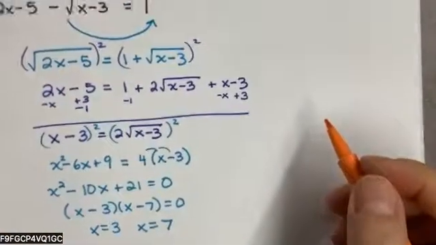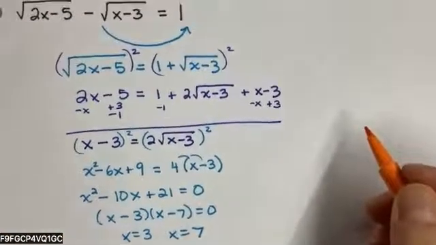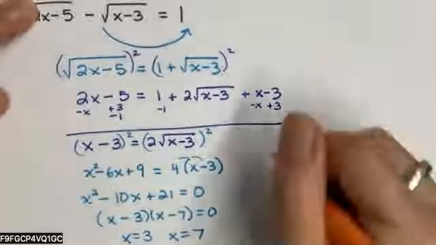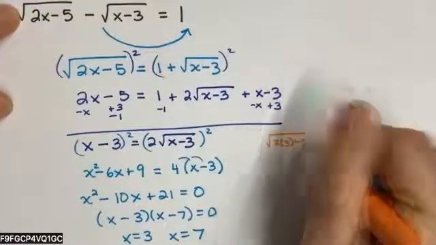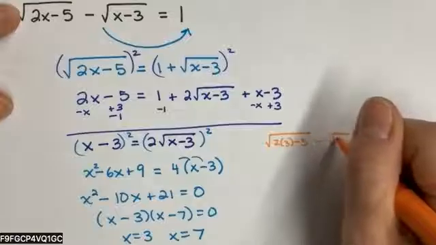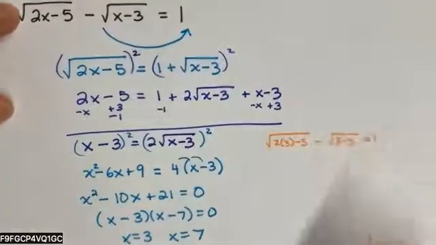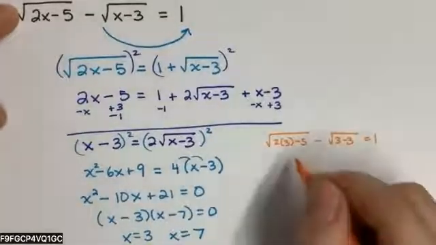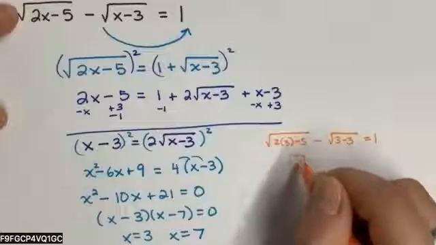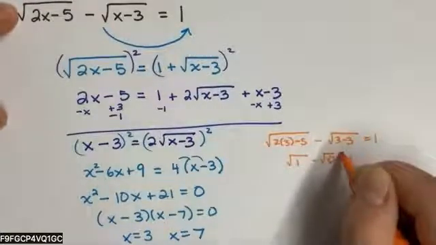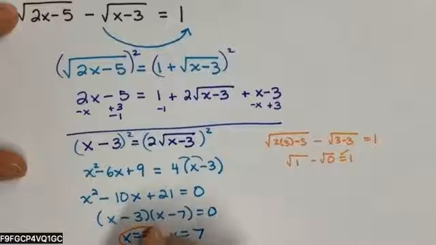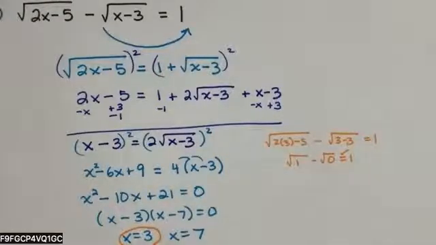So now we got to wonder. I'm going to go back to the original problem. Always the original problem. 2 times 3 minus 5. And this one is 3 minus 3. Well, that'll be handy. That's just me 0. So I get the square root of 1 minus the square root of 0. That's going to check out. So that is a solution.